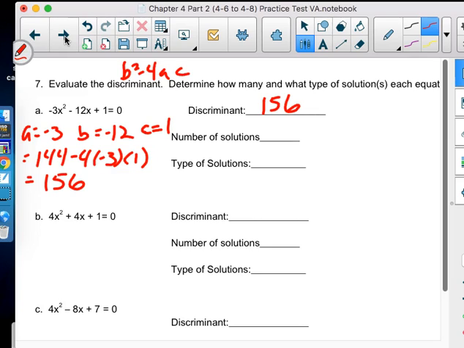And it was positive. So how many solutions are we going to get? 2. Are they going to be real or are they going to be imaginary? They're going to be real, because this is when you want to remember the square root goes over the top of this in the quadratic formula. The square root of 156 is something we can find. It doesn't have a negative in it, so it's going to be 2 reals. All right, next one.